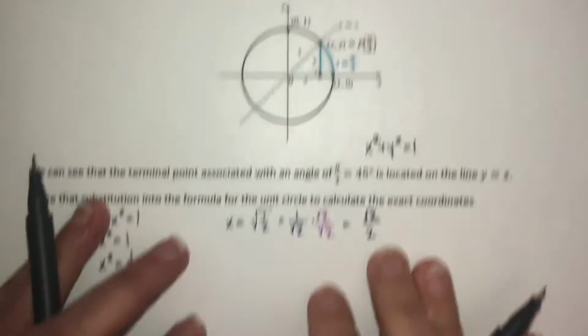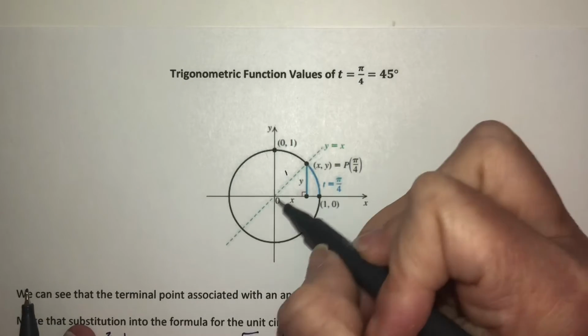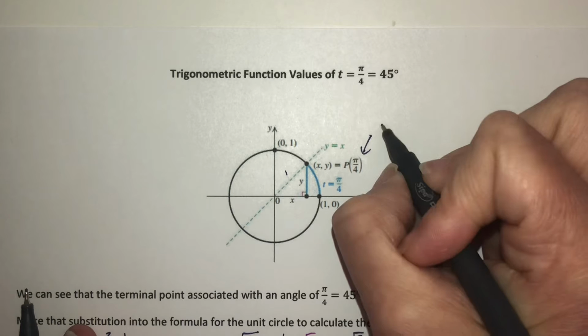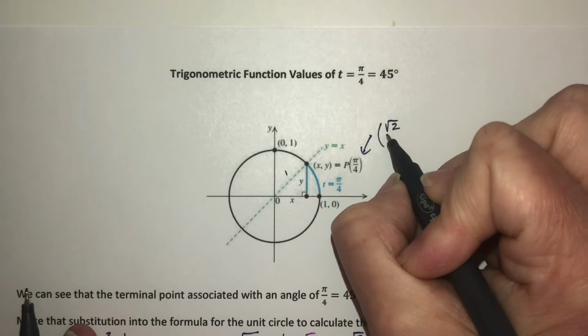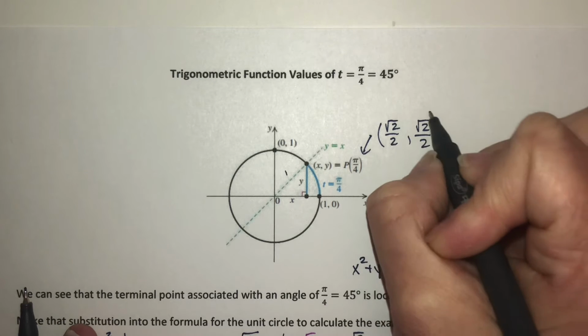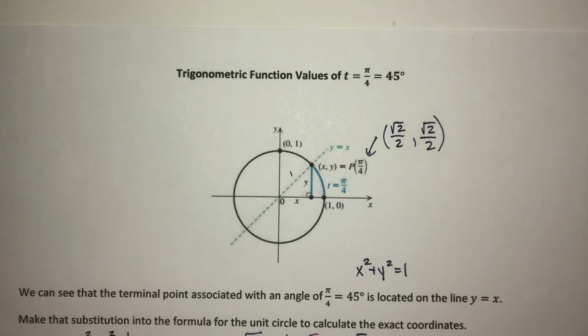So that means that this point right here, the one associated with a 45-degree angle, is the point square root 2 over 2, square root 2 over 2. Since your x and your y values are the same, sine and cosine are the same.